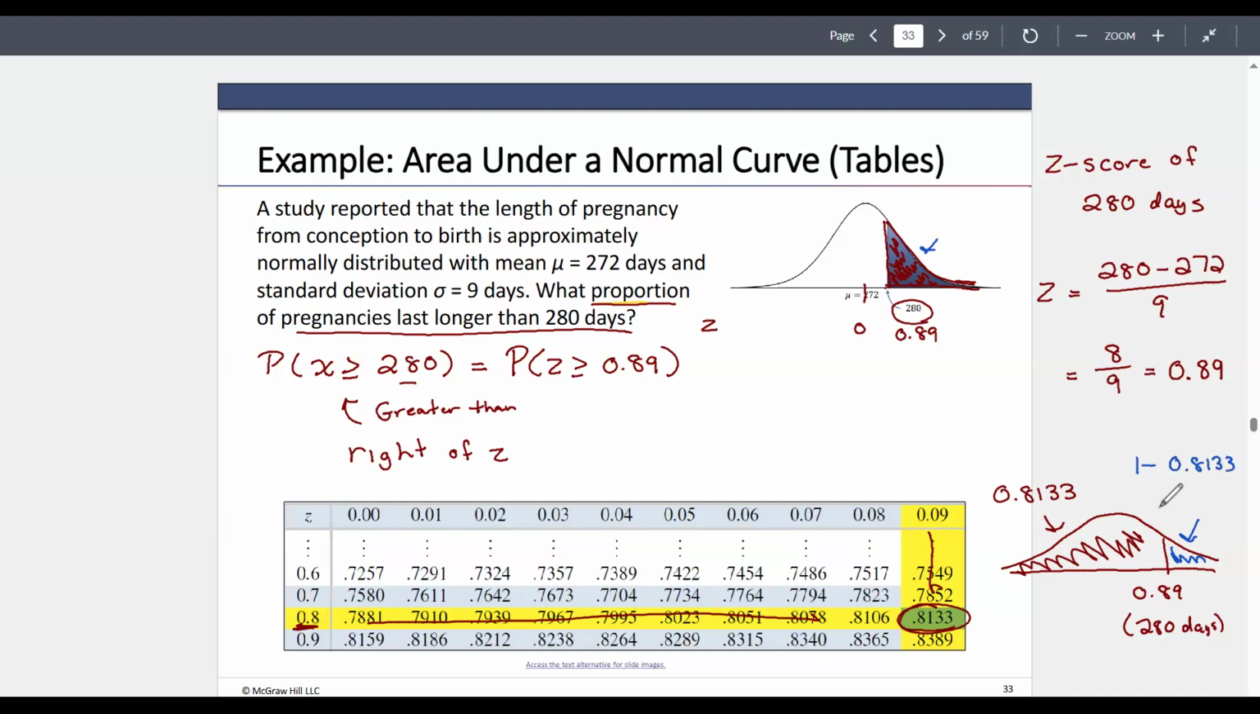0.8133. And that is going to give me 0.1867. So the probability, or the proportion of pregnancies that last longer than 280 days, or the probability that somebody's pregnancy lasts longer than 280 days, is equivalent to my Z-score being greater than 0.89, which is equivalent to a probability of 0.1867.